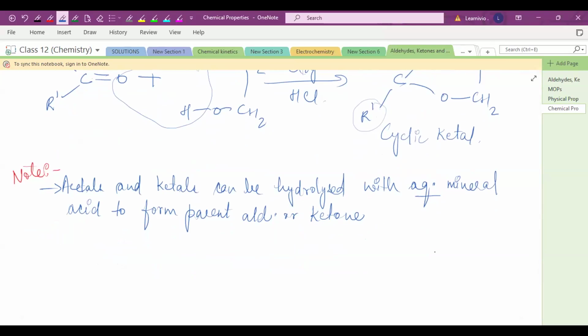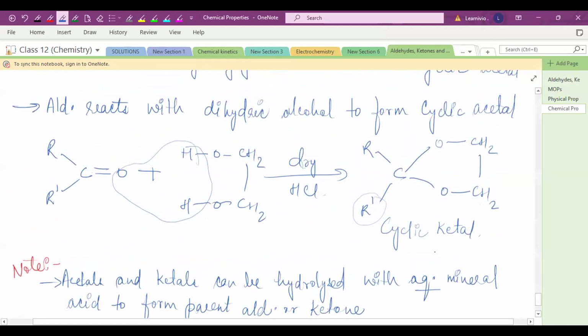can be converted again to the parent aldehyde, the one they were derived from. So suppose this is a cyclic ketal. If we have to reverse this reaction, we have to treat it with the aqueous mineral acid. We hydrolyze the cyclic ketal with aqueous mineral acid to form its parent aldehyde or parent ketone.